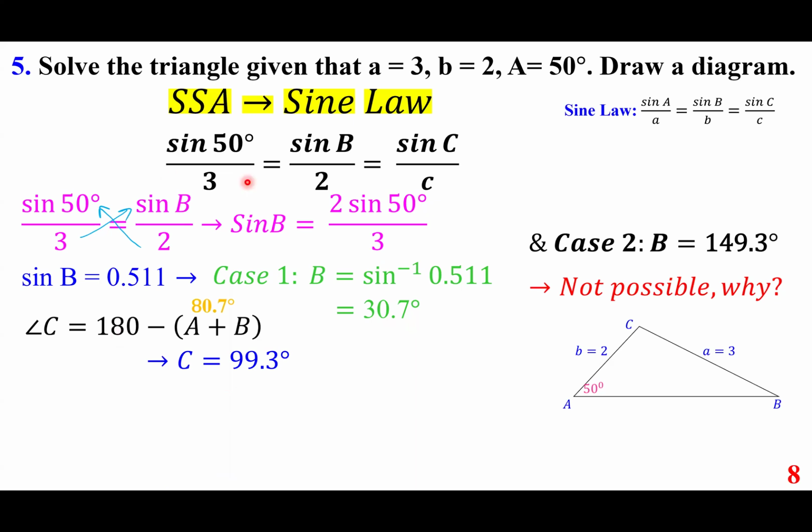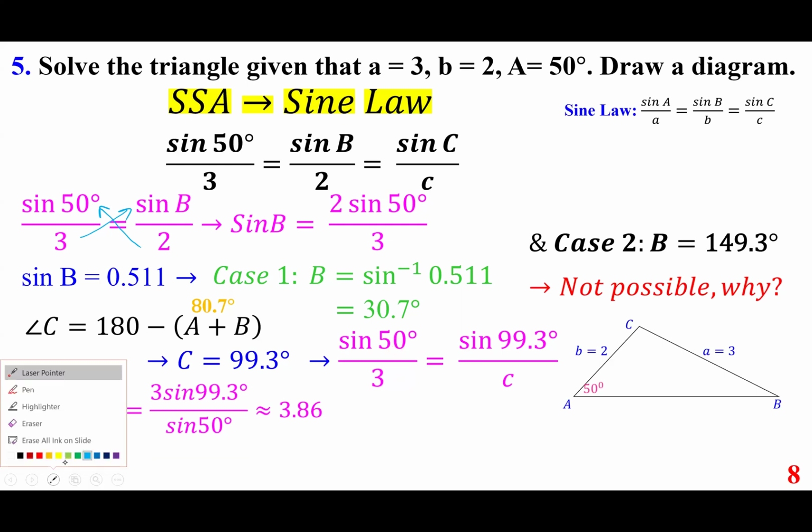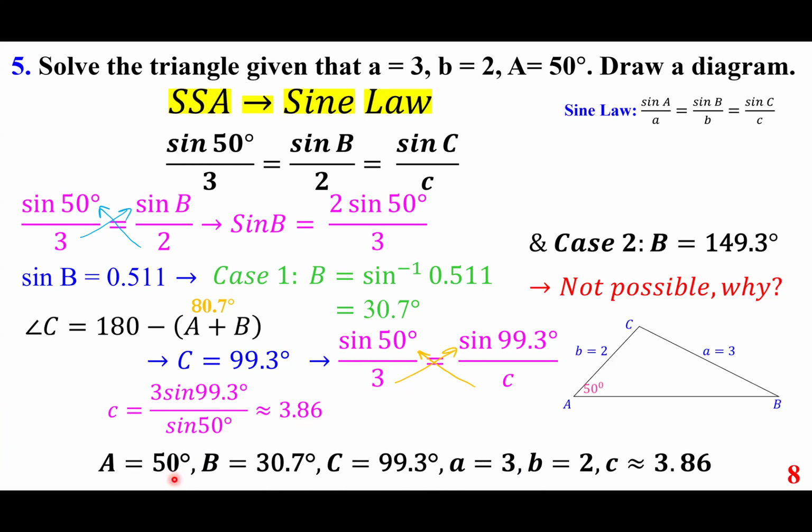Now over here, we have this one, and now this one, sine of 99.3 degrees. So we are going back to what we wrote here, and we're going to use the first one and the last. So c would be the product of these two, 3 times sine of 99.3 divided by sine of 50. Cross product, right, everybody? Putting it into a calculator gives us 3.86, and we write all of them now. A is 50 degrees, capital B is 30.7, capital C is 99.3 degrees, lowercase a is 3, b is 2, and this c is 3.86.